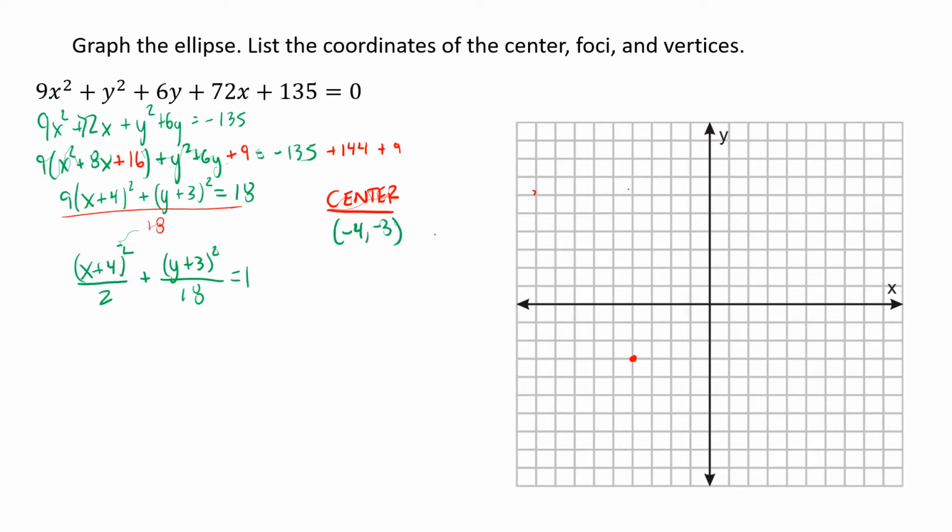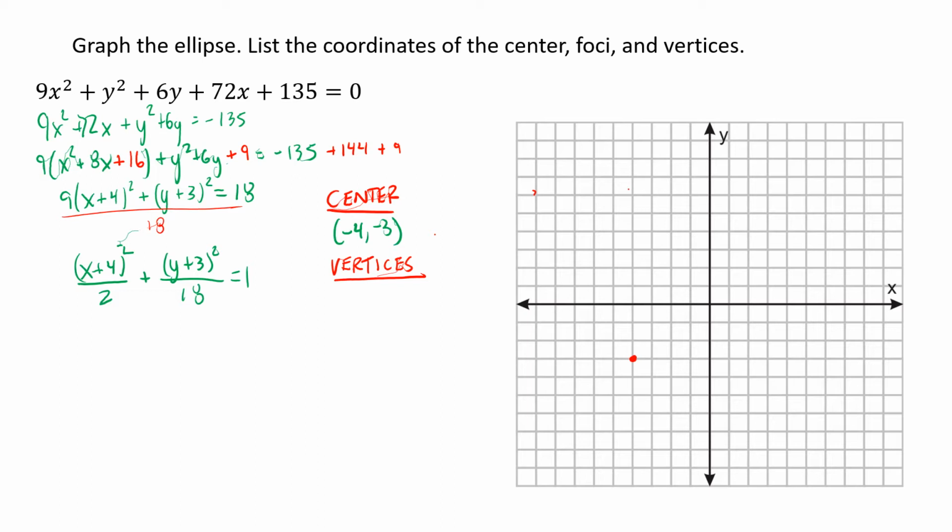Okay, now it's going to be a little more difficult. Well, it's not that much more difficult to find the vertices. Notice on this problem that the number underneath the y term of the ellipse, the 18 here, is greater than the 2. That means this is going to be a vertically oriented ellipse. And so this is going to be an up and down ellipse as opposed to the left and right one that we did previously. So the major axis is going to be the vertical axis.